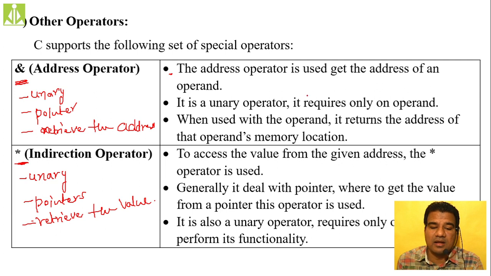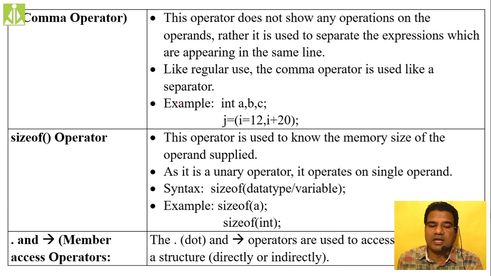There are some other points associated with these operators that it is too early for you to understand. The next one, the comma operator, is usually used as a separator. Whenever you are framing the conditions inside your loops, or whenever you are doing assignments, at that point we use this comma operator. Then the sizeof operator is used to know the size. We already used this sizeof operator when we discussed data types, to know the allocated memory for a data type or for a specific type of variable.